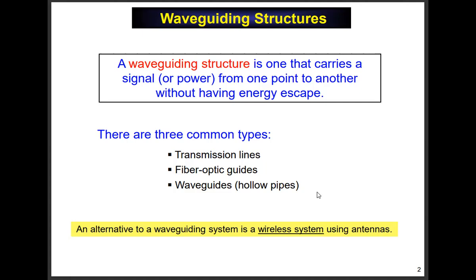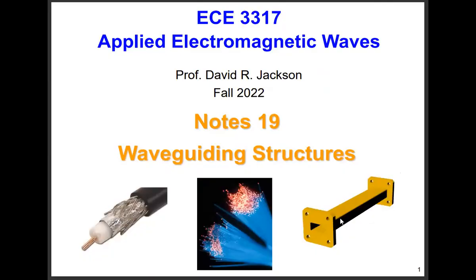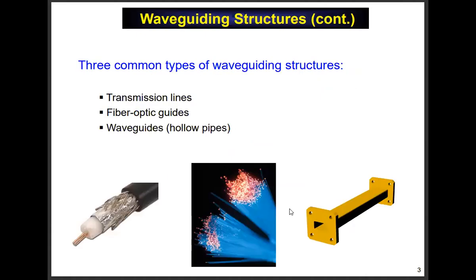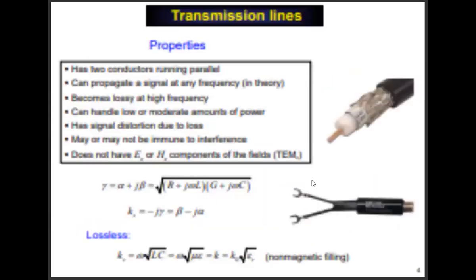First of all, don't get confused by the terminology. A waveguiding structure could be any one of these three, something that's carrying a signal, forcing it to go from point A to point B. A waveguide has a more precise meaning: a hollow pipe of metal being used to carry energy or a signal. And of course, all waveguiding systems are an alternative to a wireless system using antennas.